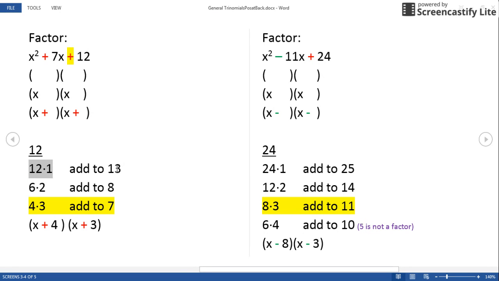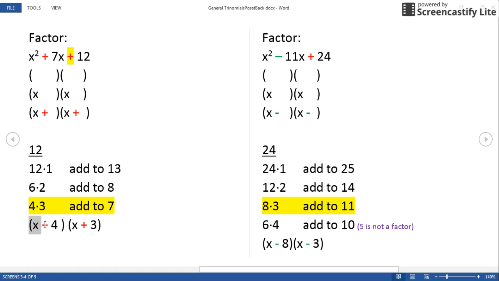12 and 1 add to 13. That's not it. 6 and 2 add to 8. That's not it. 4 and 3, they add up to 7. So those are the ones that we want. Since the signs are the same, the order that we put these factors in makes no difference. I always like to have the larger thing in front and the smaller thing in back when it makes no difference, but it really doesn't make a difference.